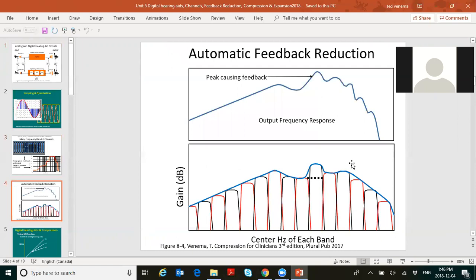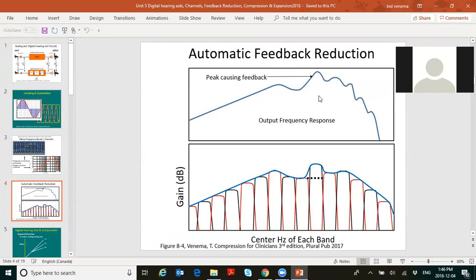Another feature in Unit 5 was automatic feedback reduction. As you've likely seen on a lot of your digital hearing aids in your practicums and in your labs, when you've got the feedback reduction going on, it's usually done by phase cancellation. So the peaks that cause high frequency feedback are automatically canceled out. The hearing aid detects what frequency is giving the feedback and actually produces an opposite phase signal to cancel it out.